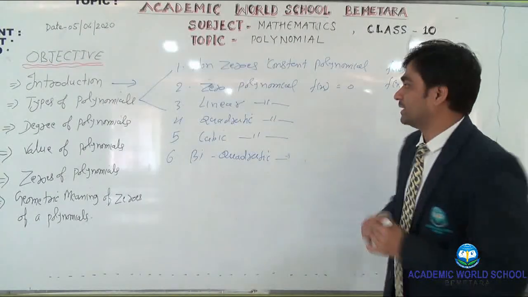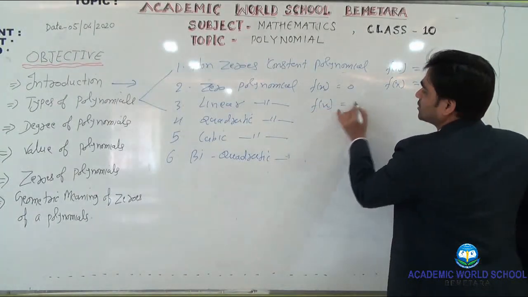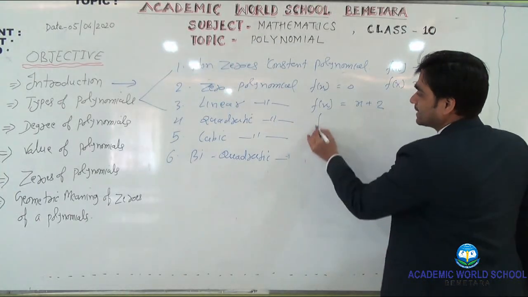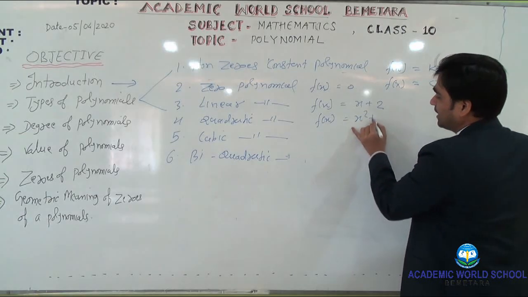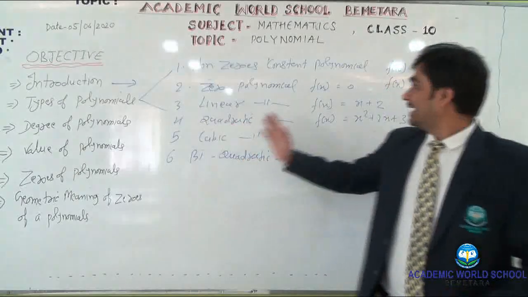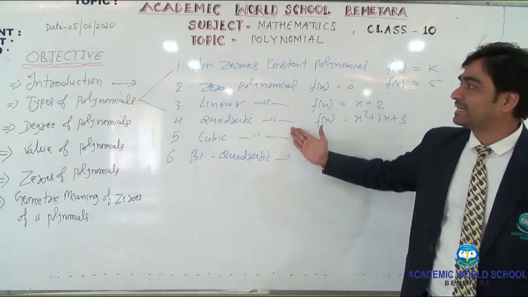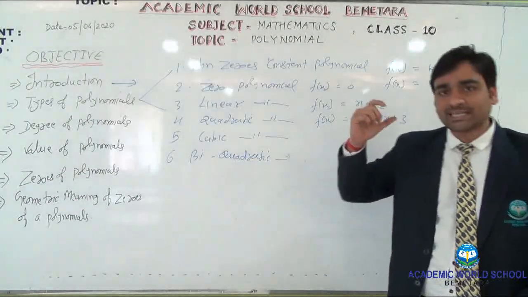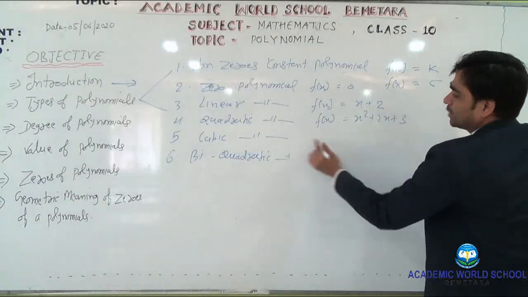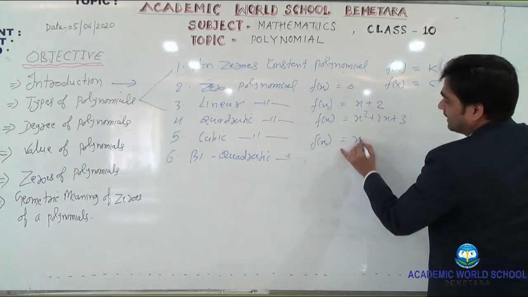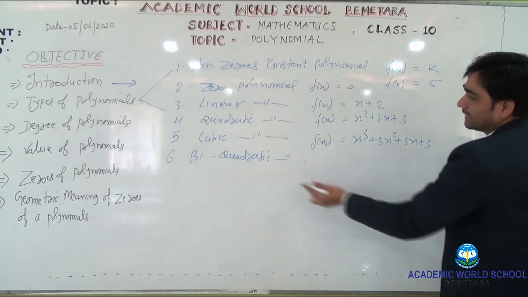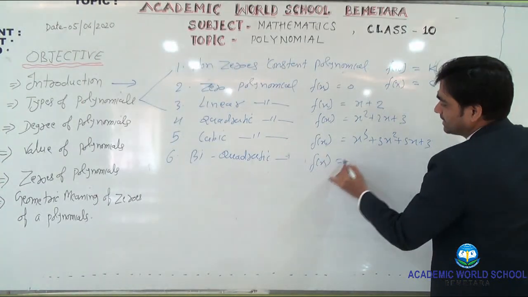Then linear polynomial. Here f(x) equals, let's suppose, x plus 2. And then the quadratic, let's suppose f(x) equals x square plus 2x plus 3. Now I will tell you later why I am saying it linear, why I am saying it quadratic, why I am saying it zero polynomial, and what is the specific characteristic it has. Then the cubic, x cube plus 3x square plus 5x plus 3, and then the biquadratic.